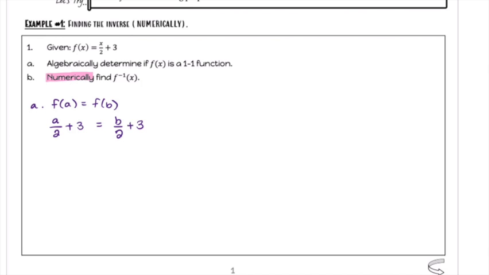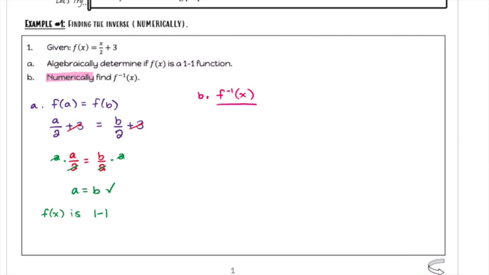So we're going to solve. If I move 3 over, those 3's will cancel out. And at this point, if I multiply both sides by the reciprocal, the 2's will cancel out, leaving me with a equals b, which is good, which tells me that we do have a one-to-one function. Since f of x is one-to-one, we can go ahead and find the inverse.